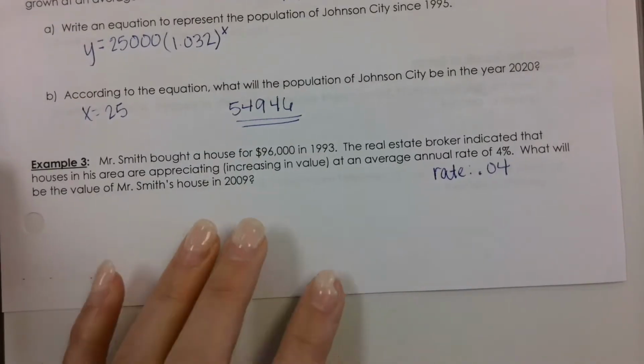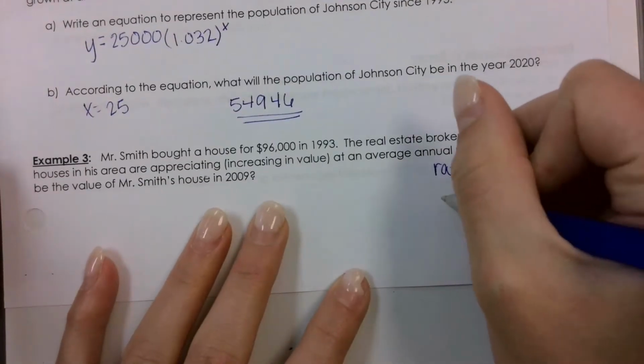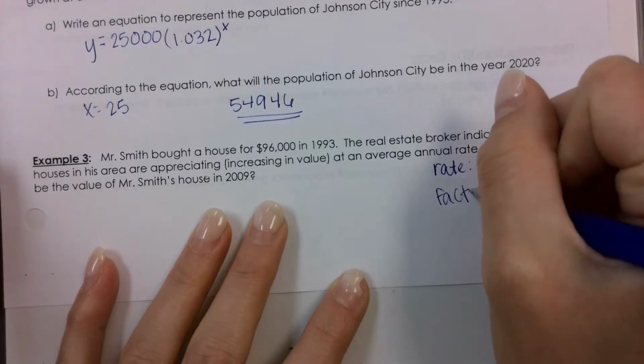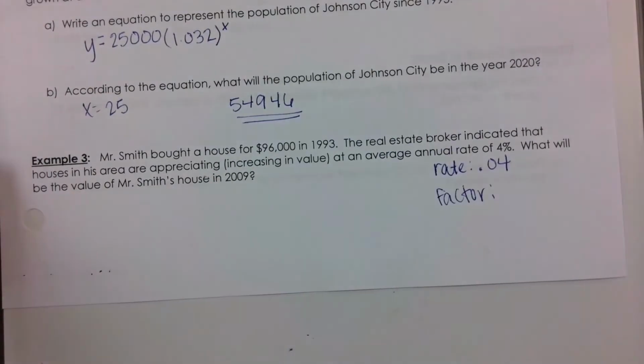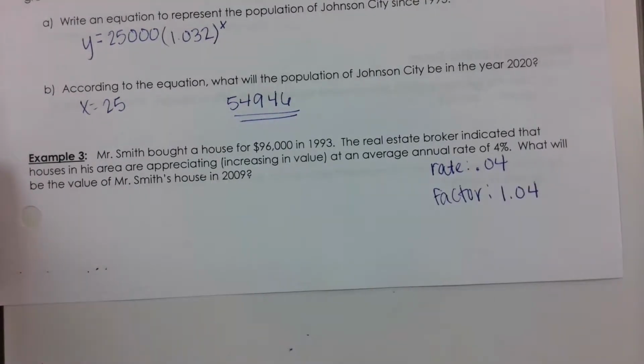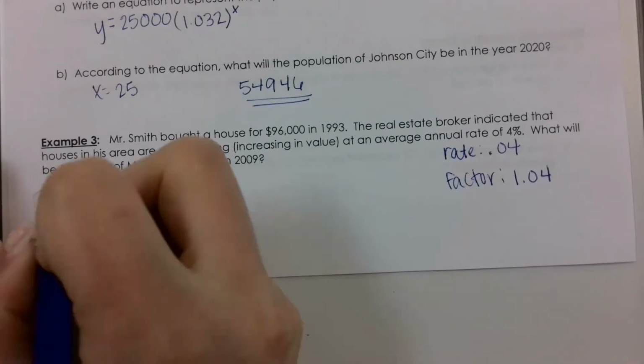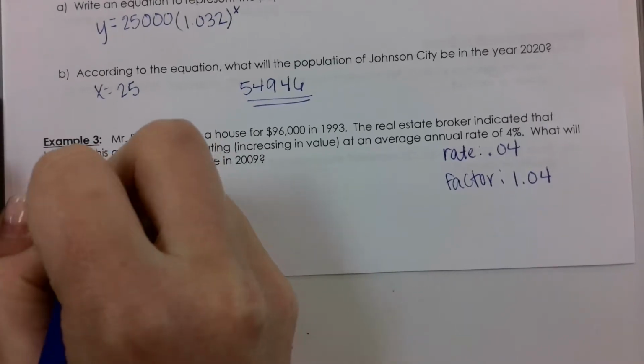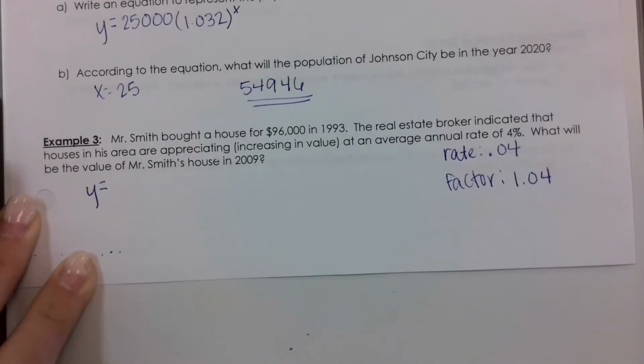What would our growth rate be? Or not our rate, our factor. Remember, that's when we add 1 or subtract 1 if it's decay. So 1.04. Is that all right? Are we starting to see the difference between the two? Yes. So when we go write our equation, we're going to have y equals. And what did we start with? What was our initial amount?